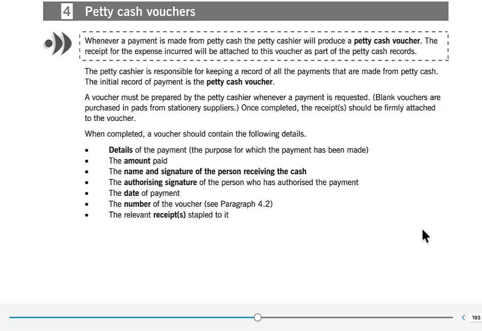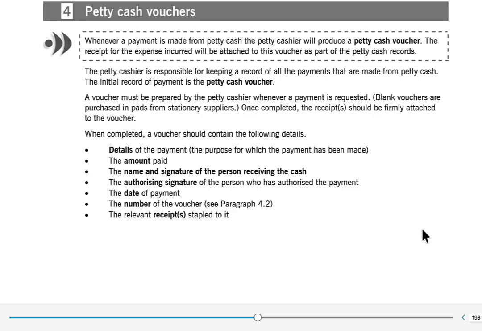What details must be written on the petty cash voucher? Now class, this part is the heart of this lesson. A voucher is only useful if it is filled in correctly. A complete petty cash voucher should contain these details. 1. Details of the payment. This means the purpose. What was the cash used for? Example, office supplies, or taxi fare, or postage stamps. The purpose must be clear.